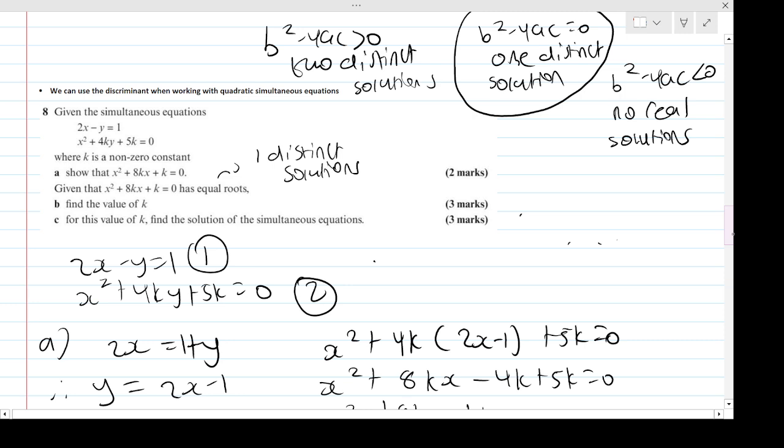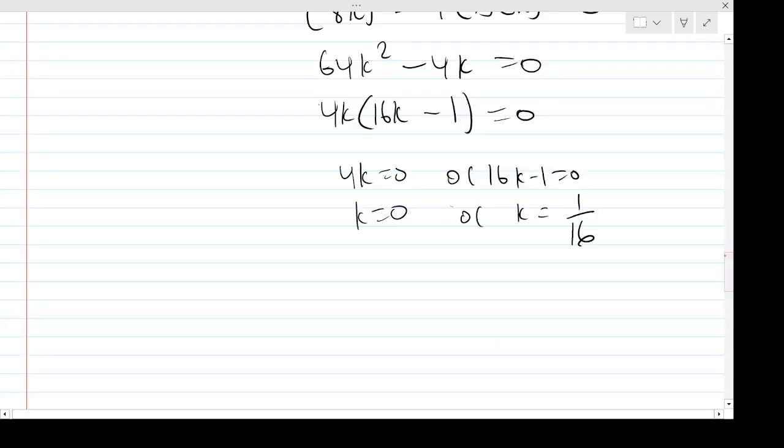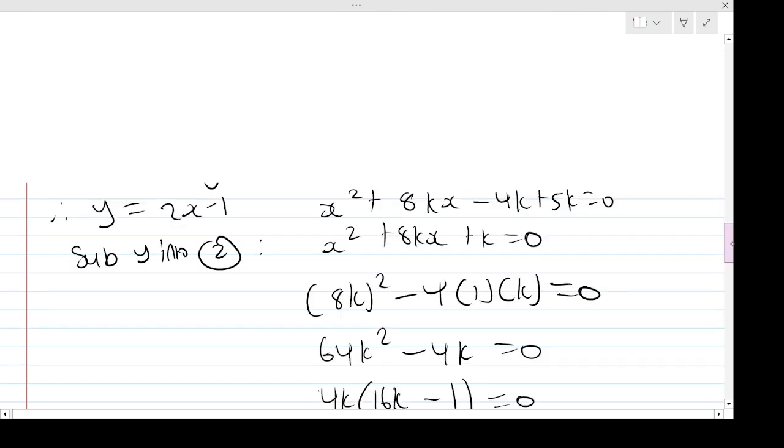Okay, but it said find the value of k. Now it says the value, which is singular, not plural. So it's saying there's only one solution, but we've got two here. So how do we determine which one we take? Let's have a look at the question.